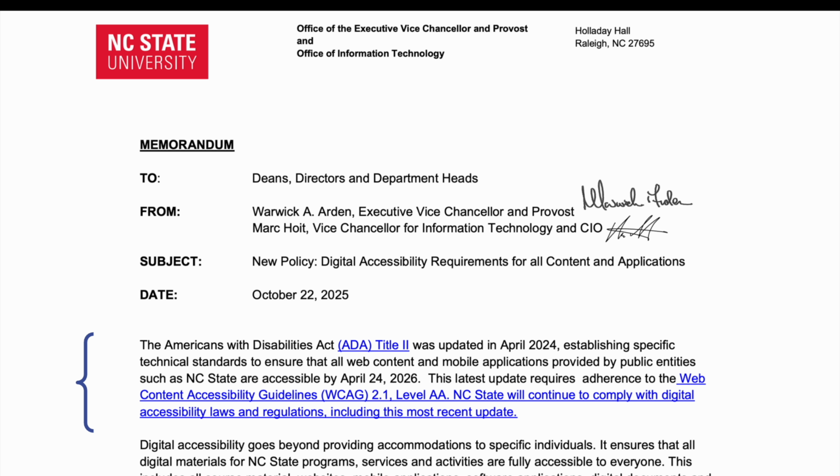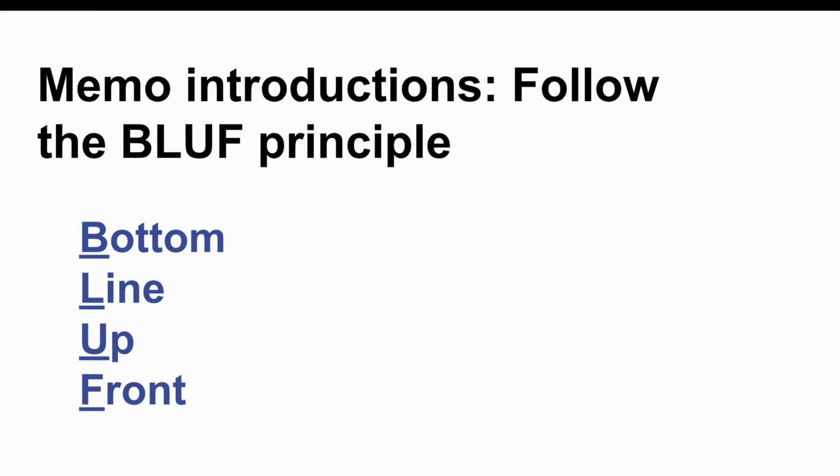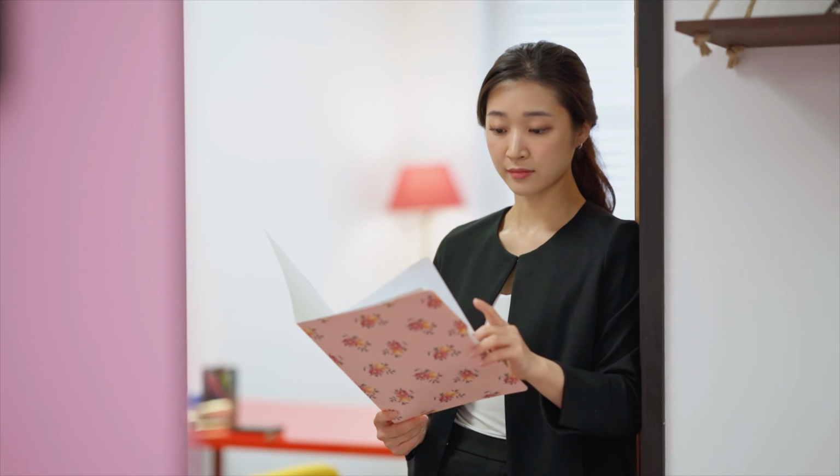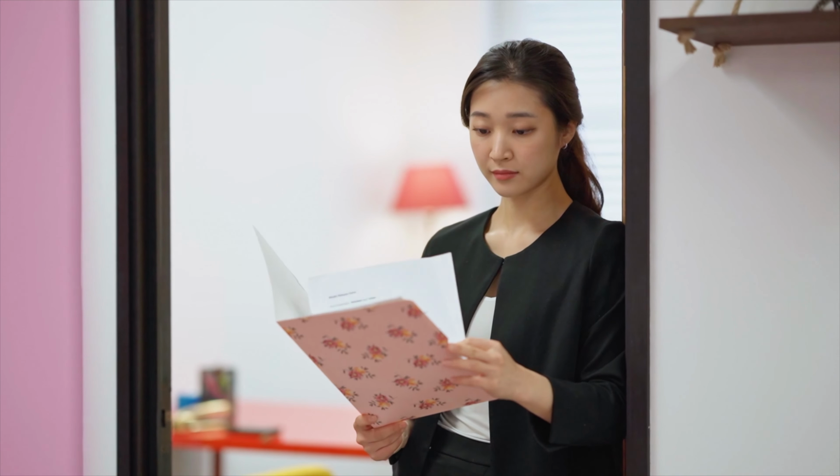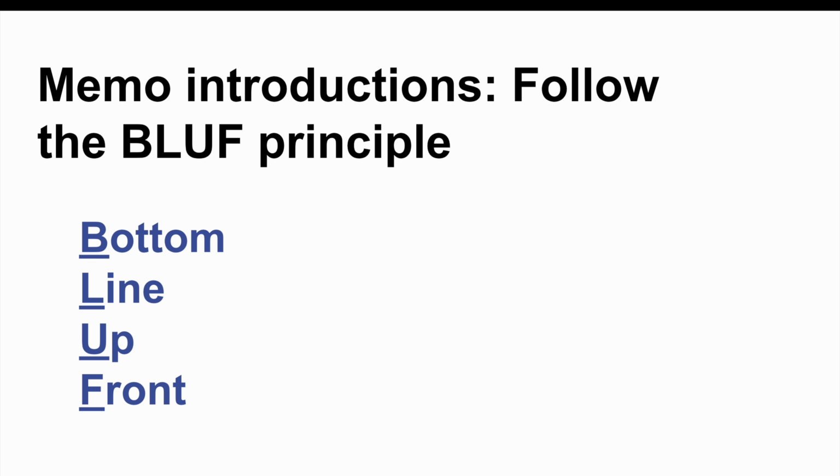First, the introduction follows right after the header. Memos are concise documents where you want to use the bluff principle. Put the bottom line up front. Indicate the memo context and communicate the main idea of the memo in this section. This is a document type where we assume that many readers will only read this opening paragraph, so the most important information needs to be here.